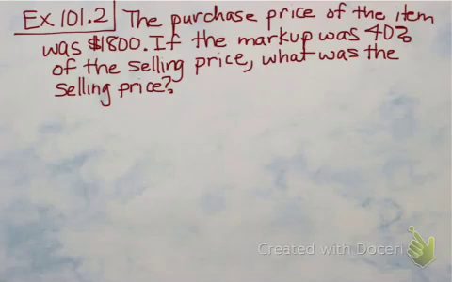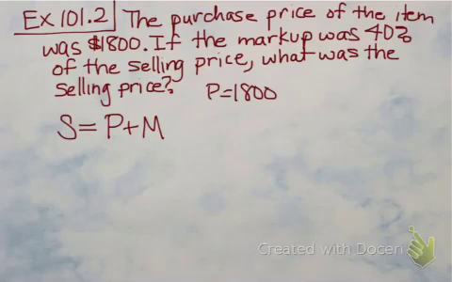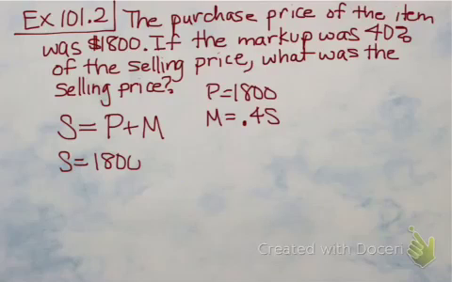Let's do another example. The purchase price of the item was $1,800. If the markup was 40% of the selling price, what was the selling price? So we'll start with our equation, S equals P plus M, and we can see that P was $1,800 and M was 40% of the selling price, so 0.4S. We just plug those in. S is 1,800 plus 0.4S.